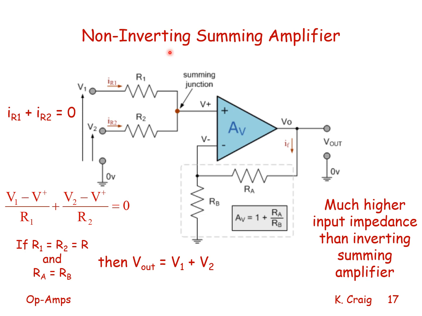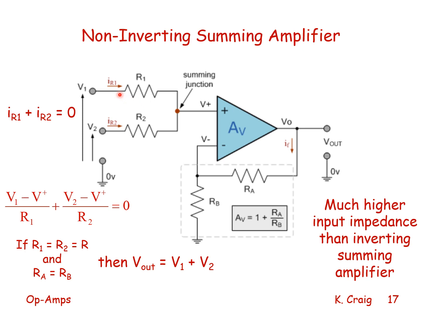This is a non-inverting summing amplifier. We have V1 and V2 as inputs, each with current flowing through R1, current flowing through R2, summed together, which must equal 0, as no current can flow into the op amp.